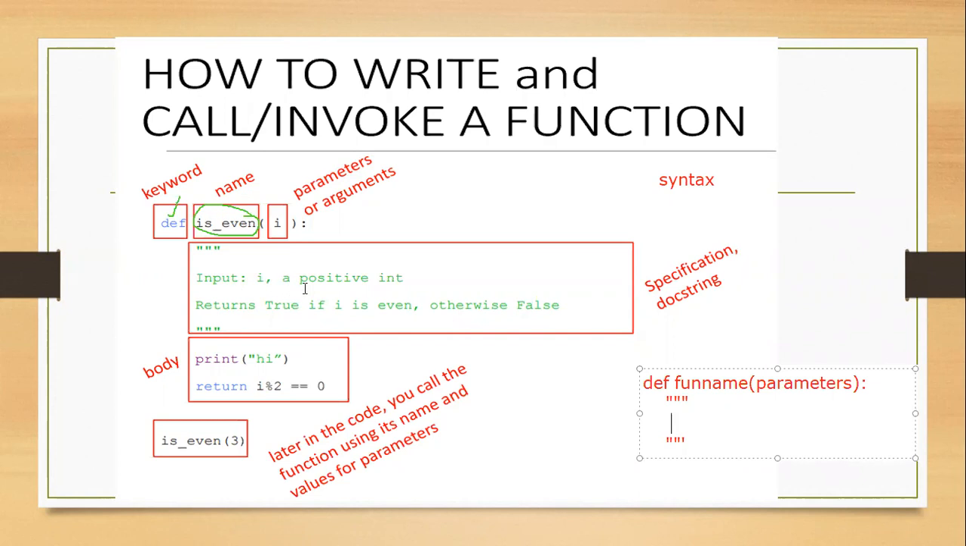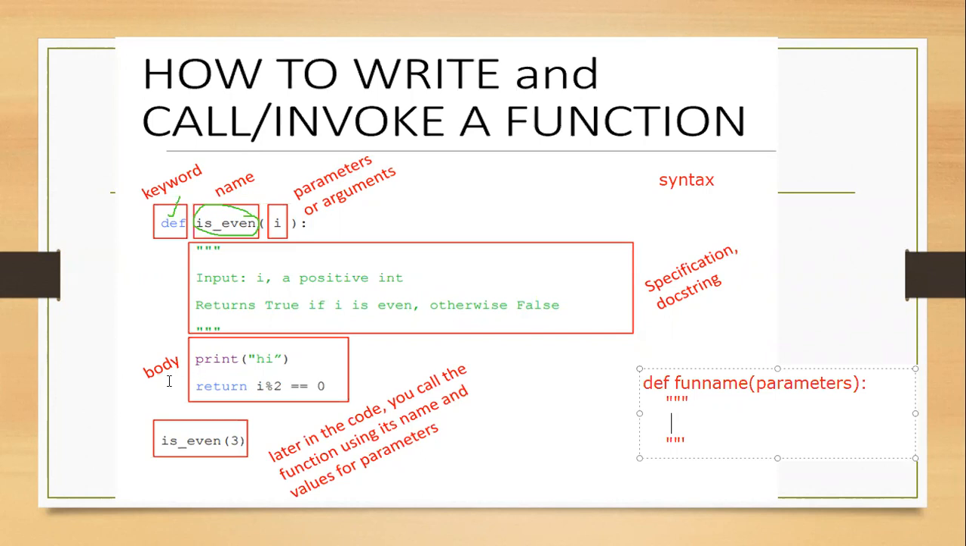Input I is needed, a positive integer; it returns true if I is even, otherwise false. So this is exactly what my function will be doing. The user will know that he is required to input a positive integer, and when the integer that you have put is even, then it will return true.